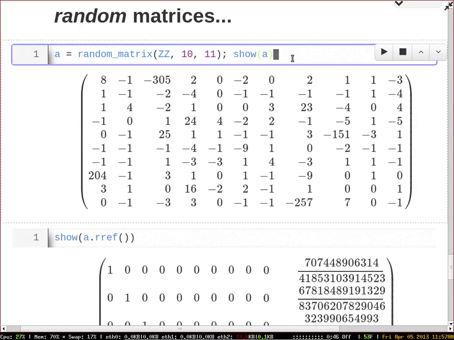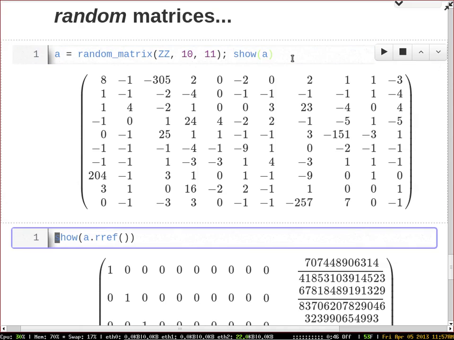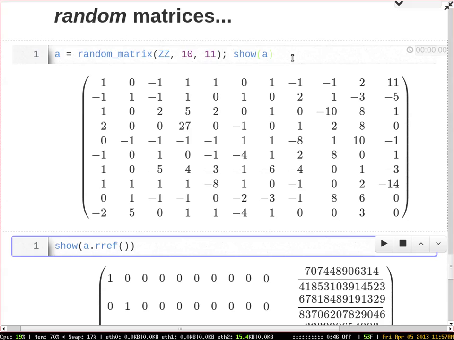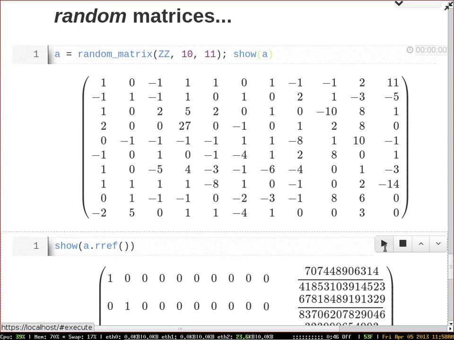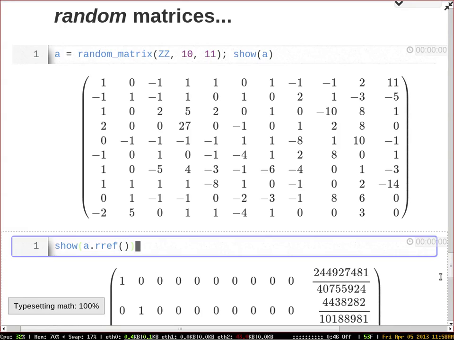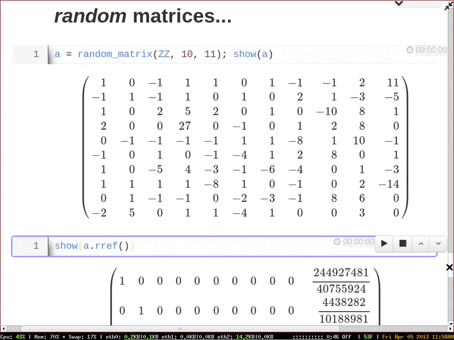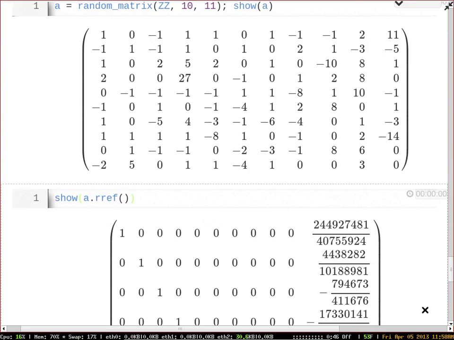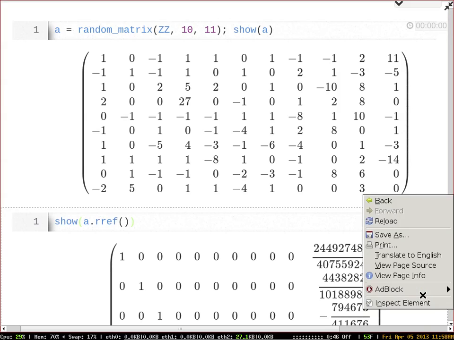Just for excitement, I will change it. Now it's a different one, and now here's the reduced row echelon form. There it is. The calculation is pretty much instantaneous, but typesetting it on the screen takes time. So you can see the upper right entry is pretty big. Let me scroll down so you can see the whole matrix.